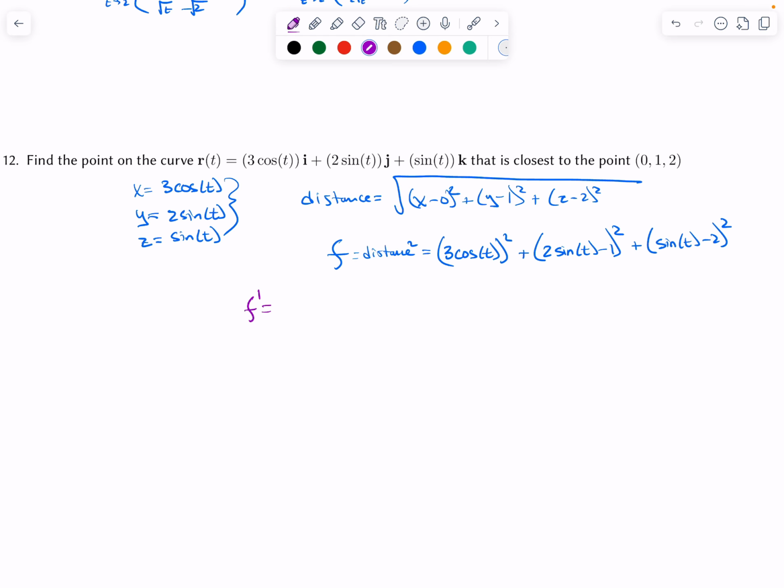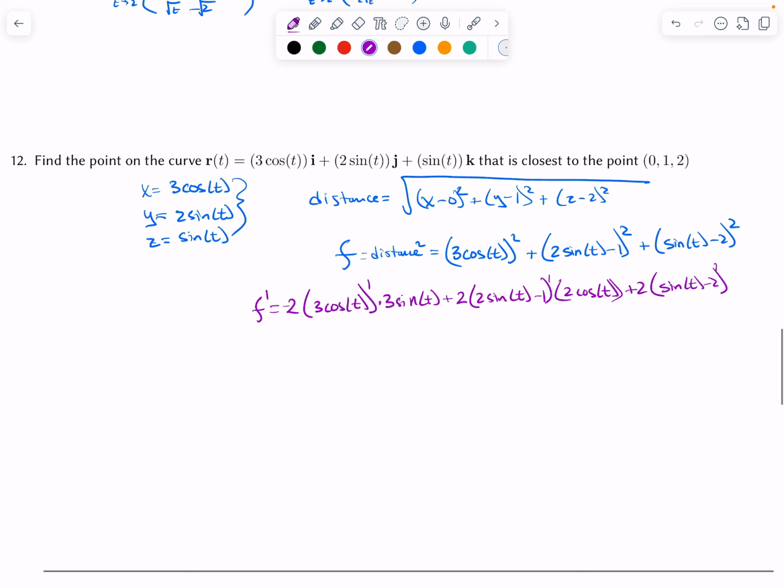So we have f prime is going to be 2 times 3 cosine of t times 3 sine of t. Whoops. I just realized I need a negative somewhere. Let's put it out front. And then plus 2 times 2 sine of t times 2 cosine of t. The derivative of 2 sine of t is 2 cosine of t. And then 2 times sine of t minus 2. This is to the first power. If it bothers you, I'll put it in there. Times the cosine of t.